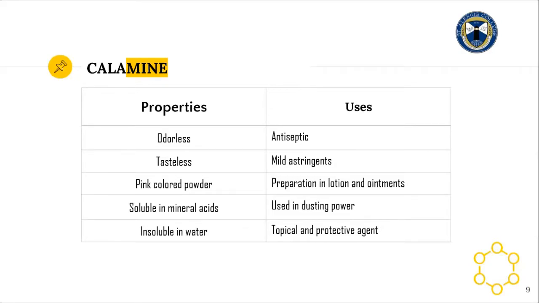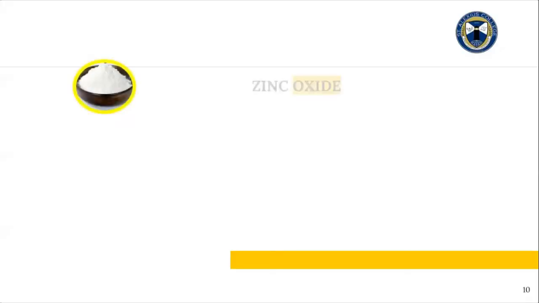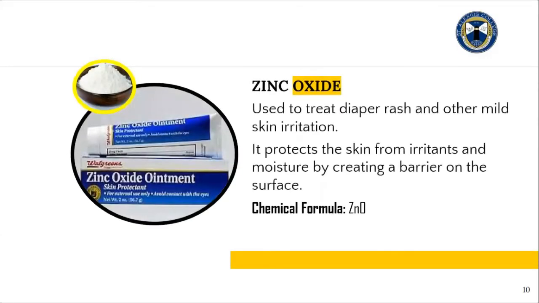Next one is the zinc oxide. The zinc oxide is used to treat diaper rash and other mild skin irritation. It also protects the skin from irritants and moisture by creating a barrier on the surface. This is the chemical formula, ZnO.